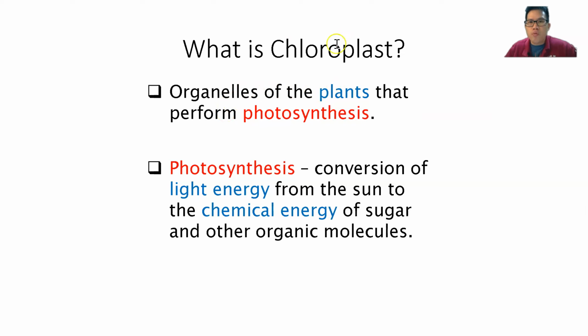So with the chloroplast in the plant cells, the plant can absorb or convert the sunlight into energy, a process we call photosynthesis. It is the conversion of the light energy from the sun to the chemical energy of sugar and other organic molecules that can be used by the plant cell.